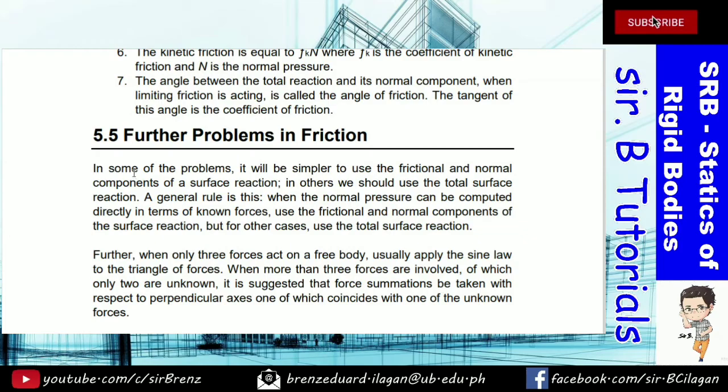But in other cases, since marami ng unknown, ang ginagawa dyan, pinagsasama yung dalawa para maging isa na lang yung unknown mo or yung variable, which is the R or the resultant of that. In other cases, we should use the total surface reaction. So ito nga yun lang din yung sinabi ko kanina. A general rule is this: when the normal pressure can be computed directly in terms of known forces, use the frictional and normal components of the surface reaction. But for the other case, use the total surface reaction.